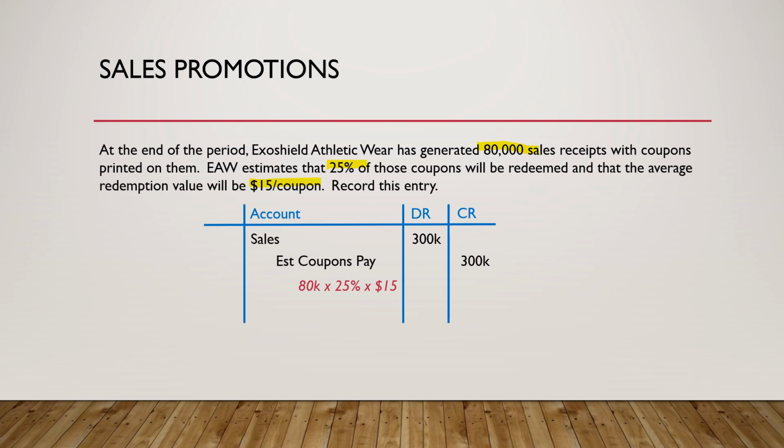The key takeaway here is how recording this liability is a reduction in sales. As these types of coupons are redeemed, they are recorded as a reduction in cash received.